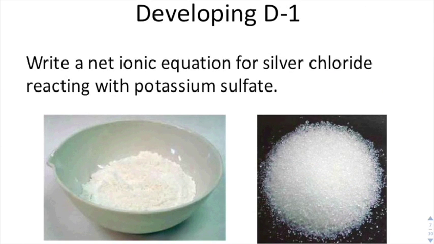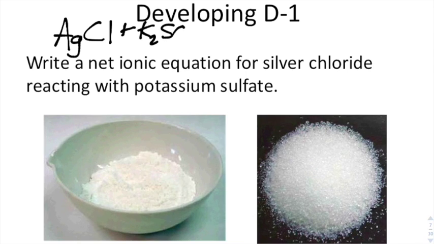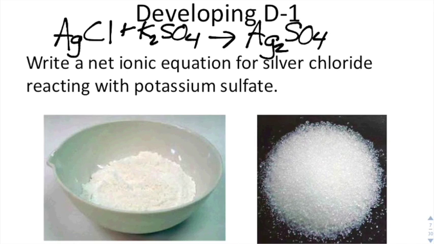Write a net ionic equation for silver chloride reacting with potassium sulfate. So in this case, you would say, okay, silver chloride. With silver chloride, you generally should specify silver 1 chloride, but it's almost always silver 1, so a lot of times they don't. You would write plus potassium sulfate, and then you'd write the reaction. You'd say I'd get Ag2SO4. You'd have to put a 2 there to balance the charge. Then you'd write plus 2 KCl. At this point, that represents your balanced chemical equation.